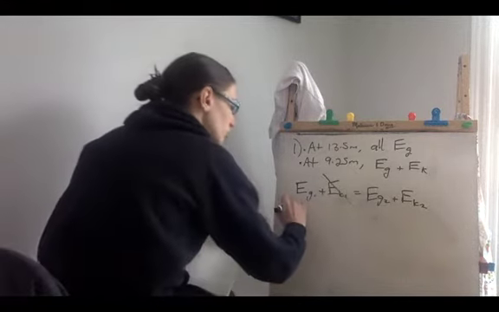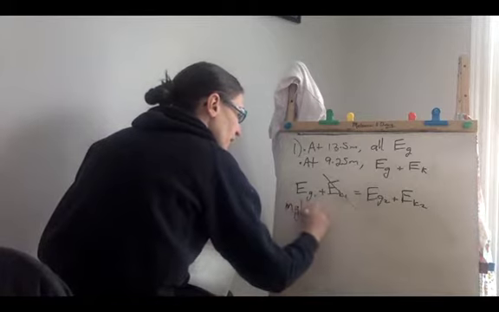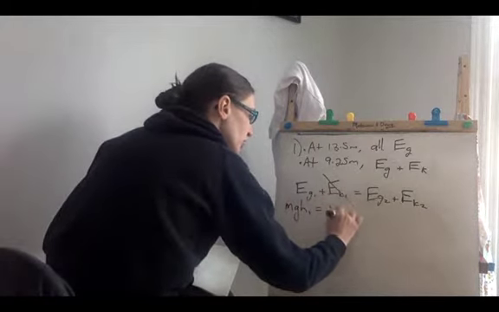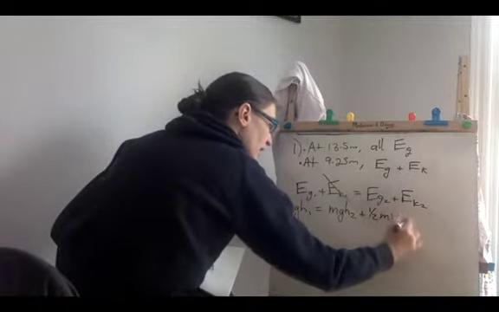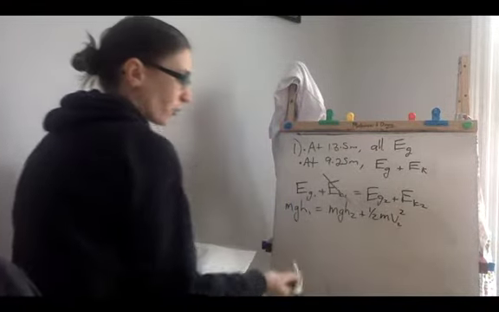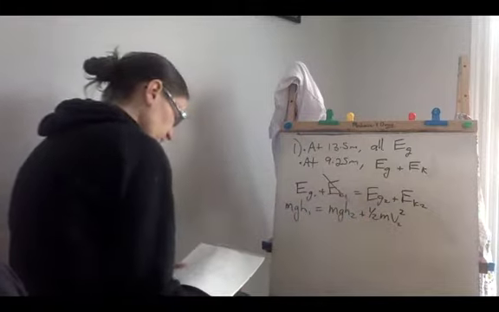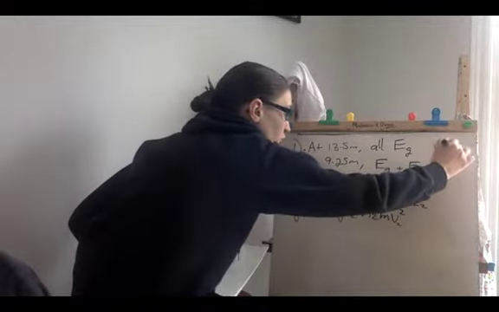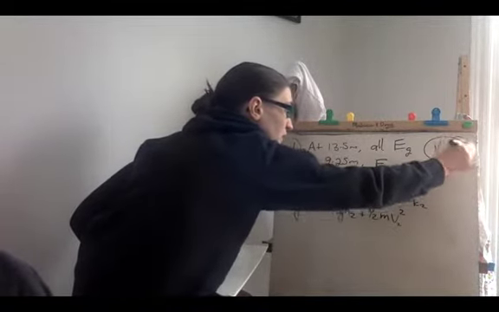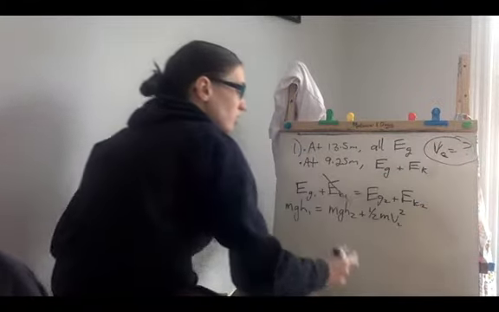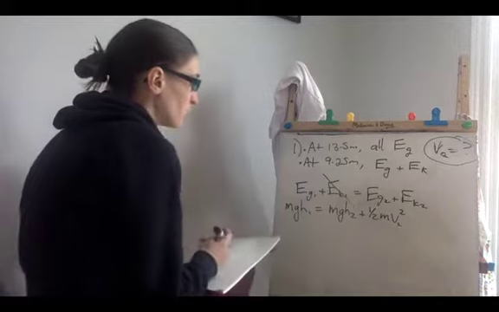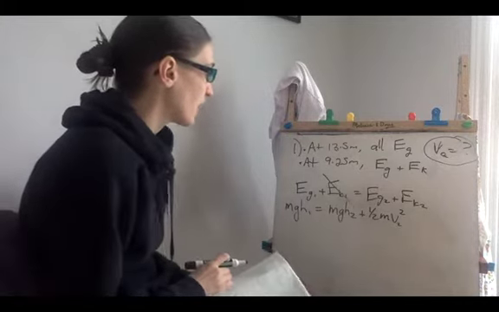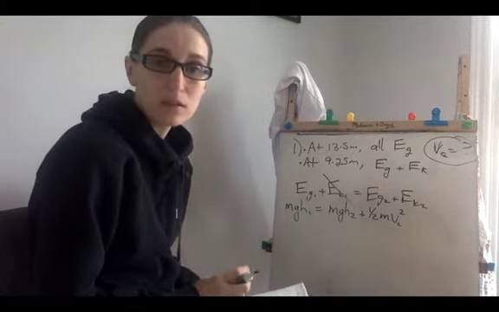And this is our MGH1, and then this would equal MGH2 plus 1/2 MV2 squared. And we're interested in the velocity. So this is what we're essentially trying to find, the velocity at that particular height. So we can start filling in values, but you quickly realize that we don't have a mass.